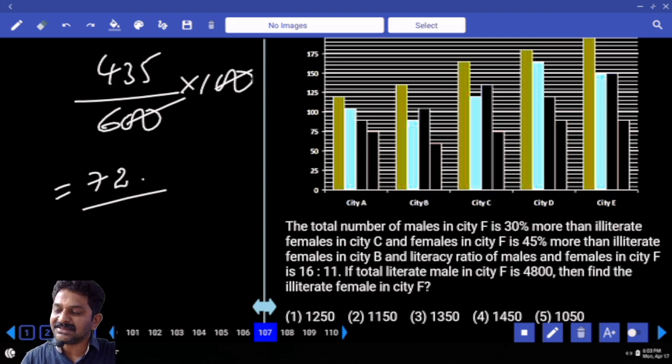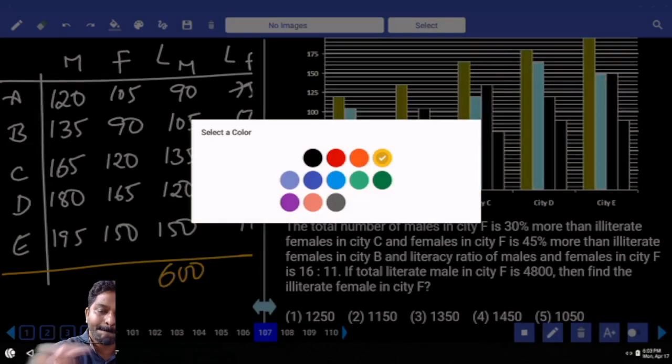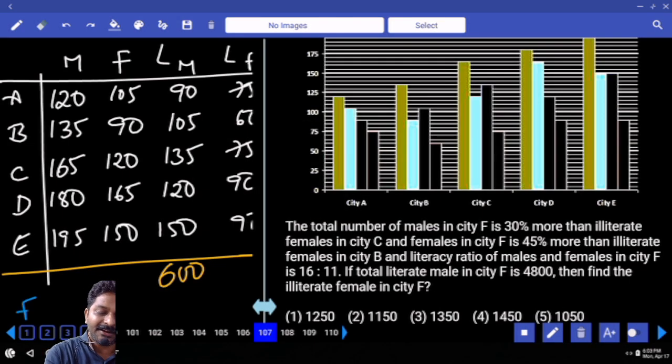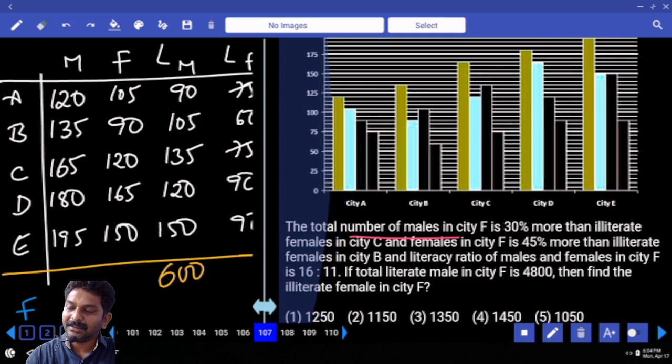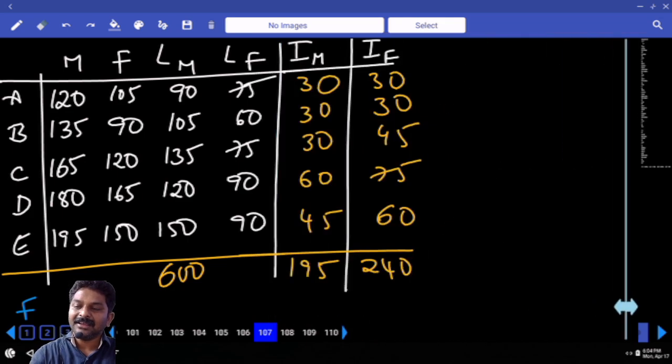Total number of male in city F is 30% more than illiterate female in city C. The question is about F. Write the F data here. Total male in F is 30% more than illiterate female in city C. Illiterate female in city C is 45.